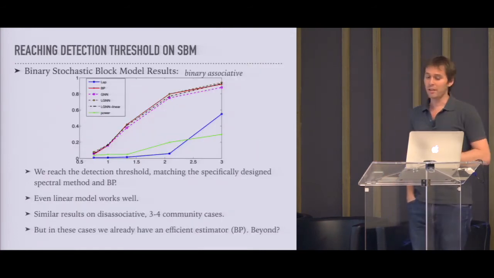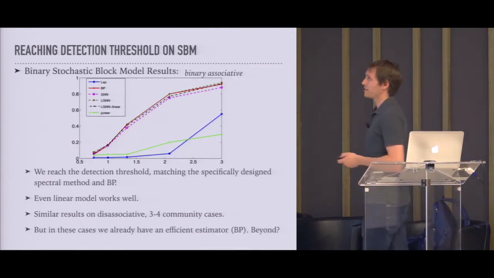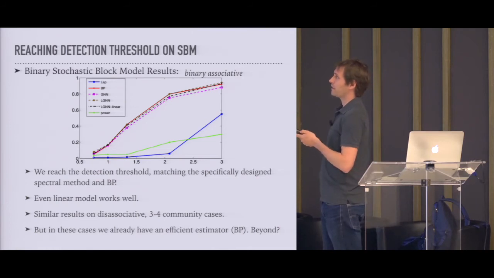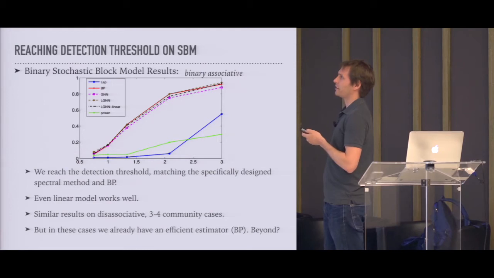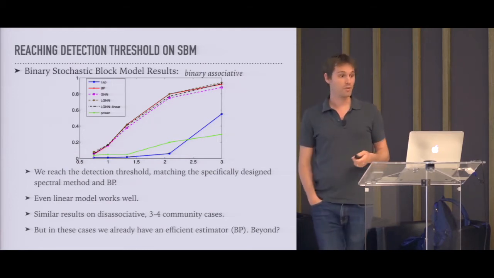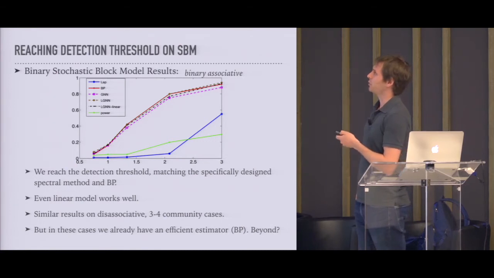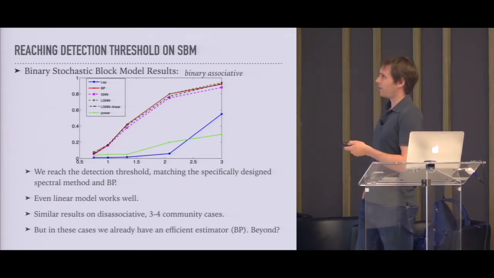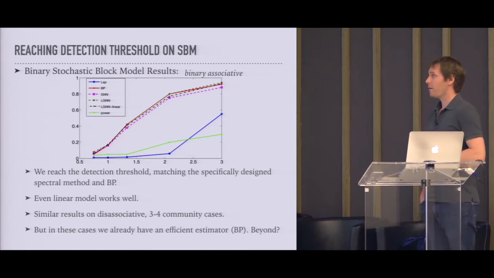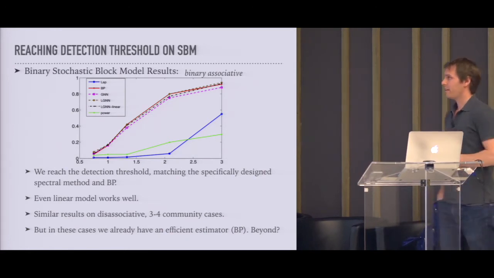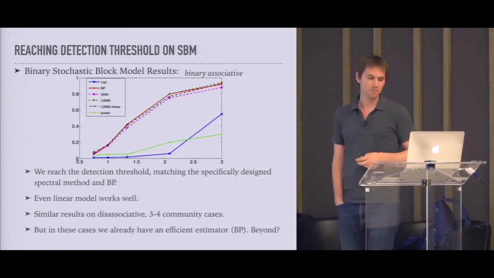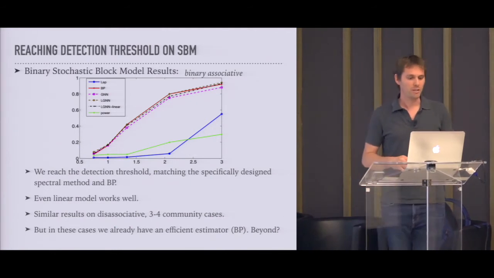And what you see here in the case that you have two communities is that the two curves kind of overlap, right? So the BP is the one that is known to be optimum in this regime. And what you see here is that the two lines kind of overlap, okay? And so the model learns how to solve this problem.